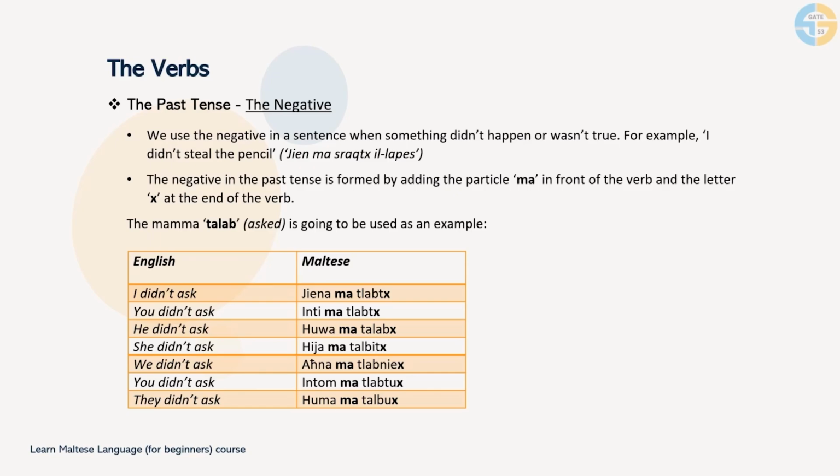So, how did talab change to tlabt? It is because it was conjugated in the slide before. So it was conjugated, and then after the conjugation, the ma is added in front of the verb, and the letter sh is added at the end of the verb.